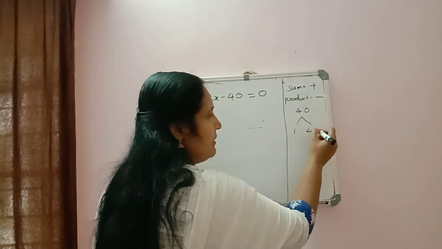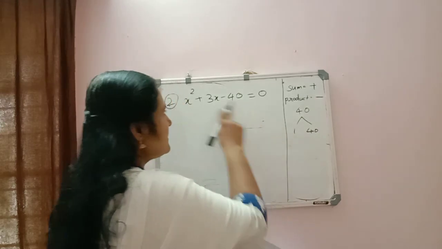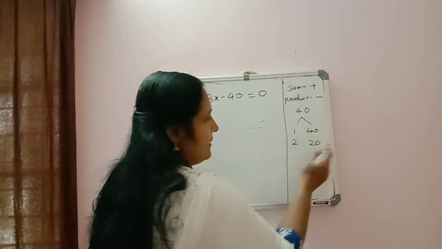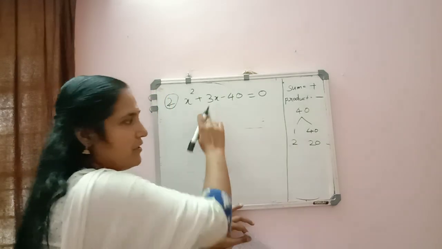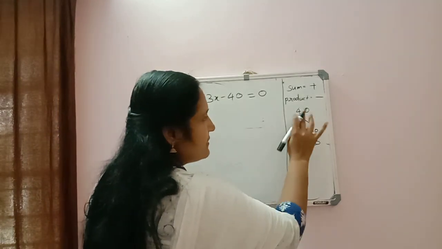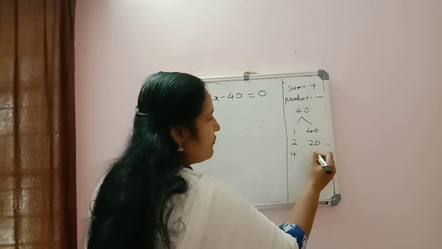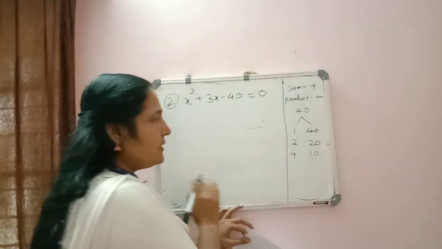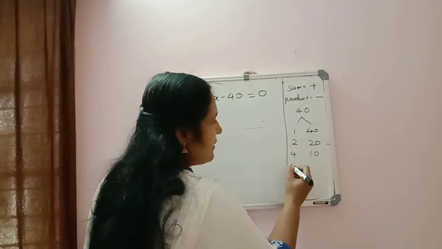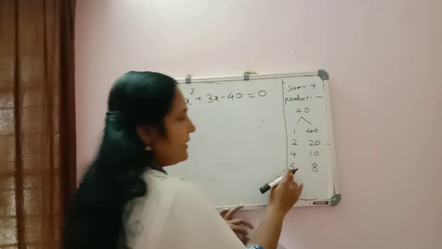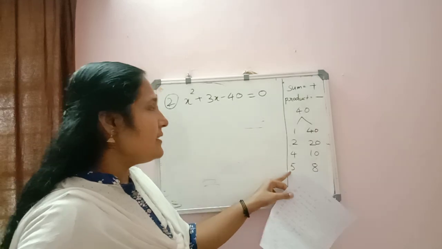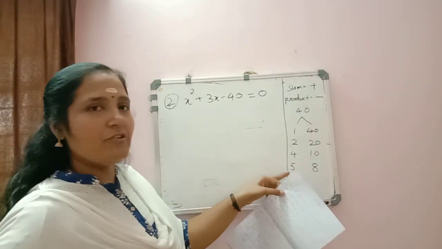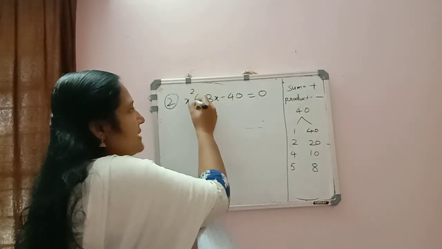1 into 40 will be equal to 40, but 40 minus 1 is not equal to 3. 2 into 20, but 20 minus 2 will not give you 3. Then 3 is not a factor, next is 4. 4 into 10 is 40, but 10 minus 4 is not equal to 3. Next number is 5. 5 into 8 is 40, and 8 minus 5 is plus 3. Now here we have to check the sign.